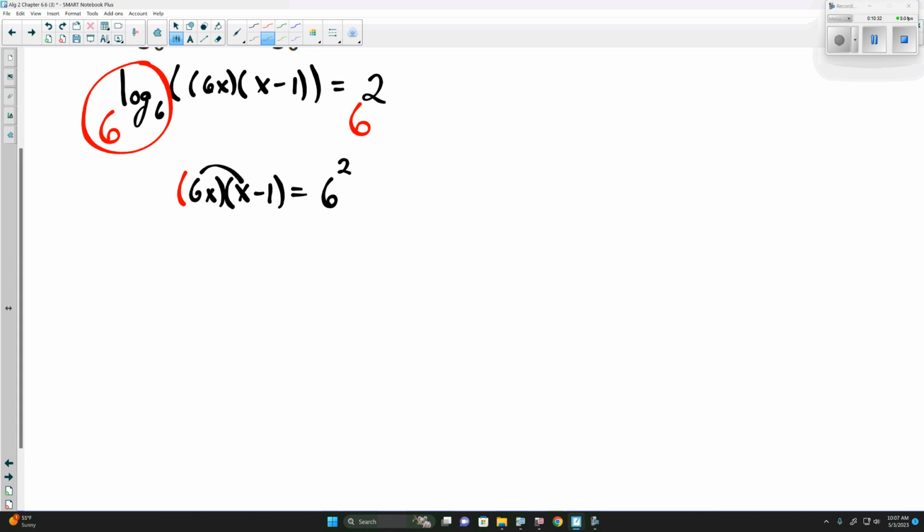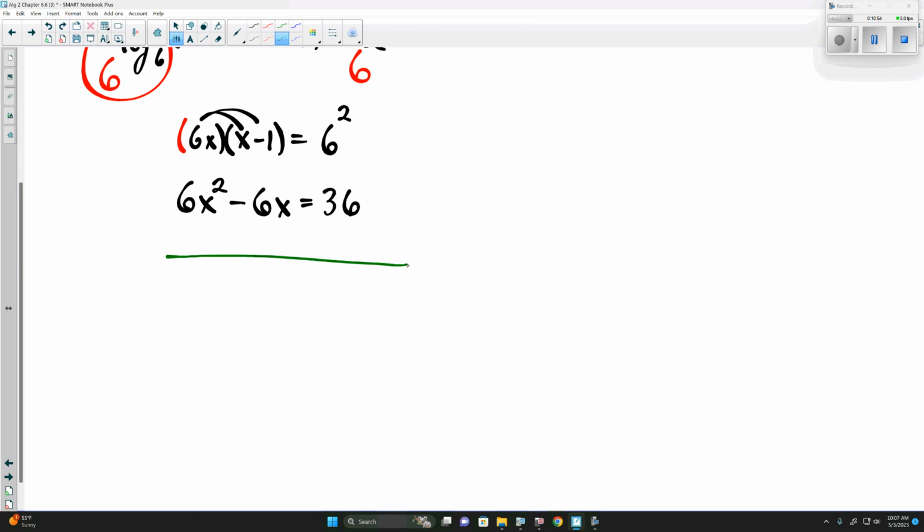At this point here, we'll distribute. 6x times x is going to be 6x squared. Minus 6x times negative 1 is negative 6x, is equal to 6 squared, which is 36. Now at this point here, we need to get this equal to 0. So we can subtract 36 from both sides, telling us 6x squared minus 6x minus 36 is 0.